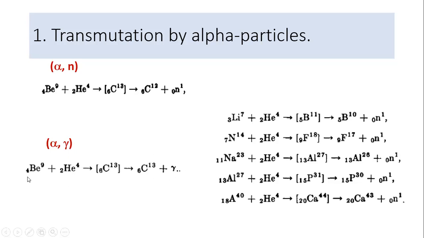So just with the sum of the atomic number of the target and the projectile, it will give you the value of 6, 13. And if gamma rays are emitted, then there is no change in the atomic number and the mass number. So it will be the same as the compound nucleus, carbon 6, 13. There are several other examples. You just do them yourself and understand the concept of transmutation by alpha particles.